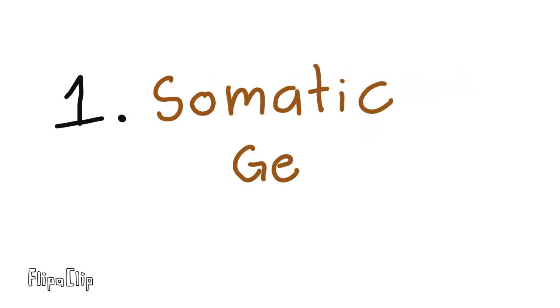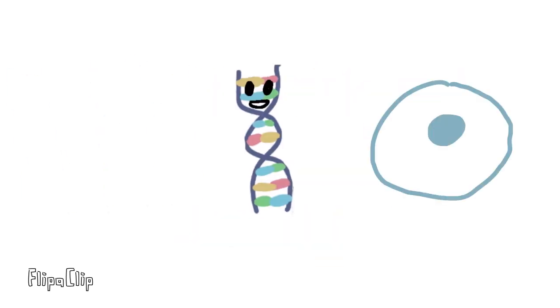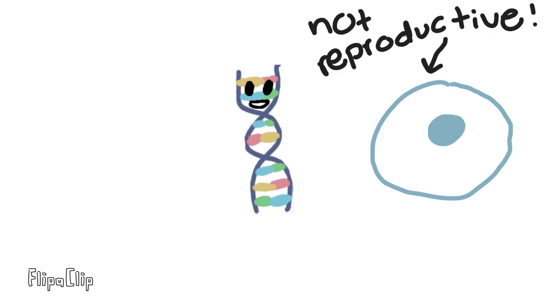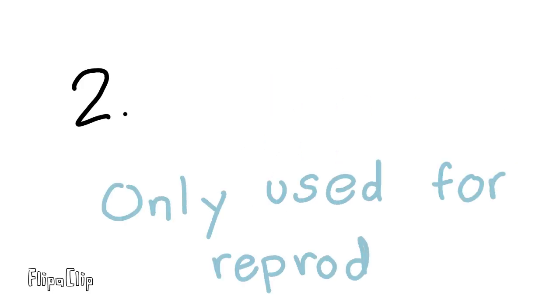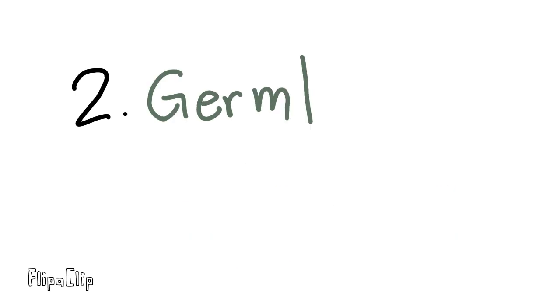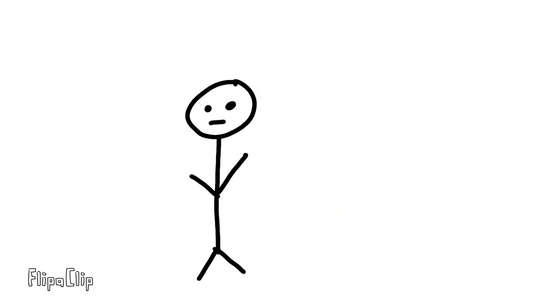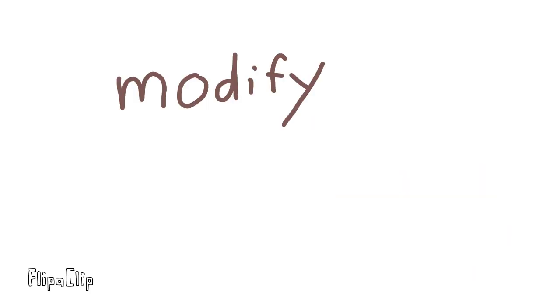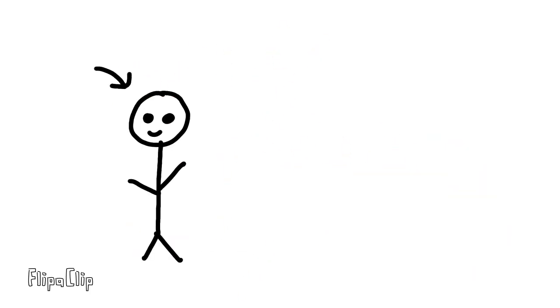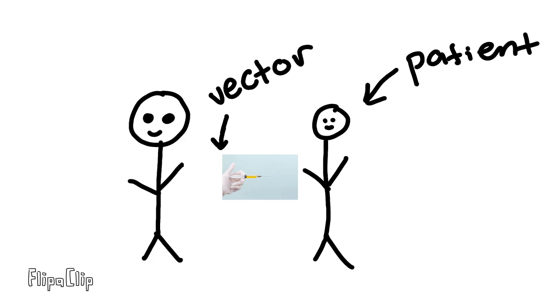The first is somatic gene therapy, which transfers a section of DNA to cells that are not used for reproduction. Now, as you may have guessed, the other type of gene therapy is only used for reproductive cells. This therapy is called germline gene therapy. Scientists use gene therapy to modify cells inside and outside of the body. When it's used to modify the inside of your body, a doctor will inject the vector directly into a patient.